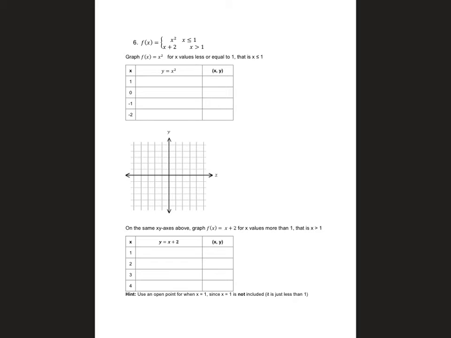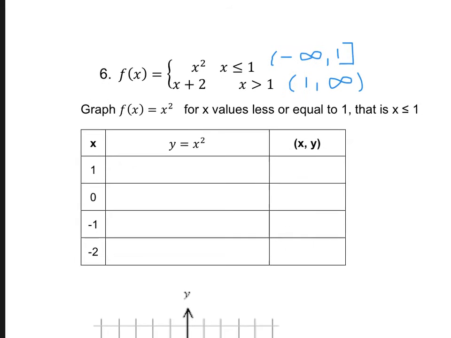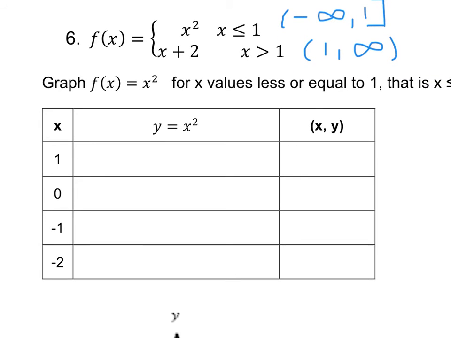All right, let's look at number 6 from the practice problems, if you're following along. We've got f of x equals x squared for x less than or equal to 1. If we put that in interval notation, we go from negative infinity up to and including 1, so we have the bracket. And then x plus 2 for when x is greater than 1. So we'll have parenthesis 1, comma, infinity.